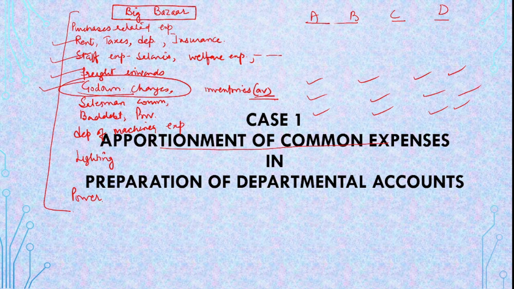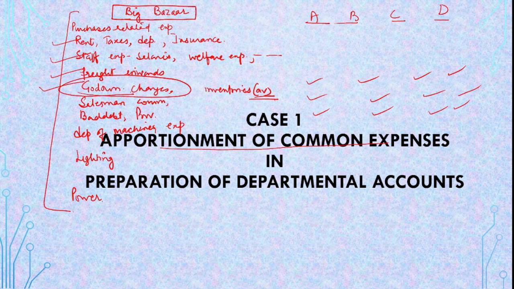Similarly, in case you have bad debts, why do we have bad debts? Because we have credit sales. So bad debts are there because of credit sales, so credit sales will be a suitable base to distribute bad debts.